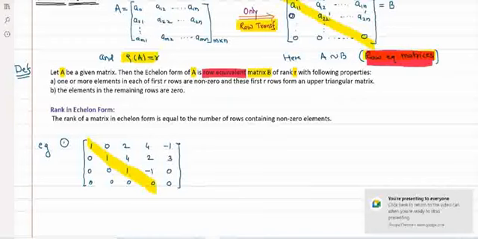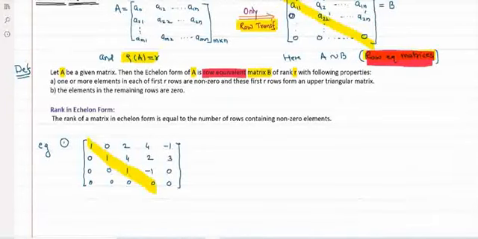Elements below the diagonal all are 0. After that, one more condition you have to check. Now, the first non-zero element in the first row, and the elements below that must all be 0. This condition you also have to verify. Second, the non-zero element in the second row, this one. The elements below that must all be equal to 0.